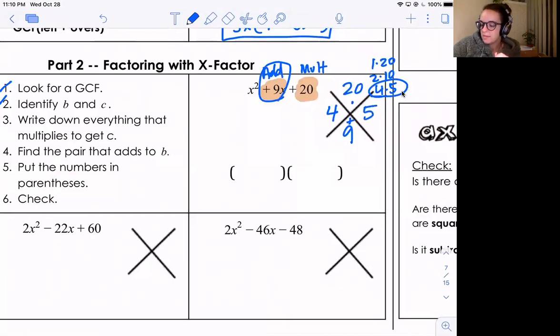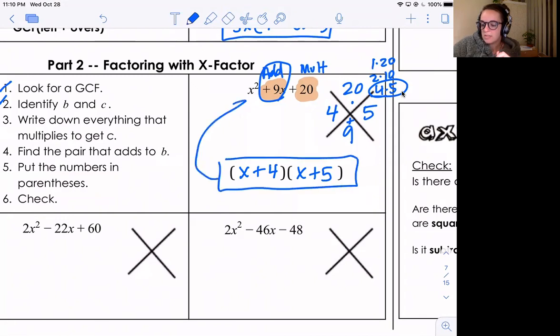So I'm going to put the numbers in parentheses like x plus 4, because it's positive, and x plus 5. When I multiply those back together, it's going to be this here. You can use the box to multiply them back together if you want to check. All right, so this is my factored version of that. So that's how we factor this one.